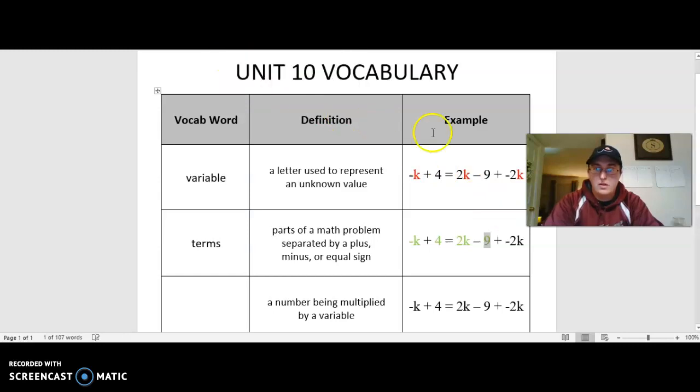All right. Having issues making the colors change. So that means we have 1, 2, 3, 4, 5 total terms in this problem.